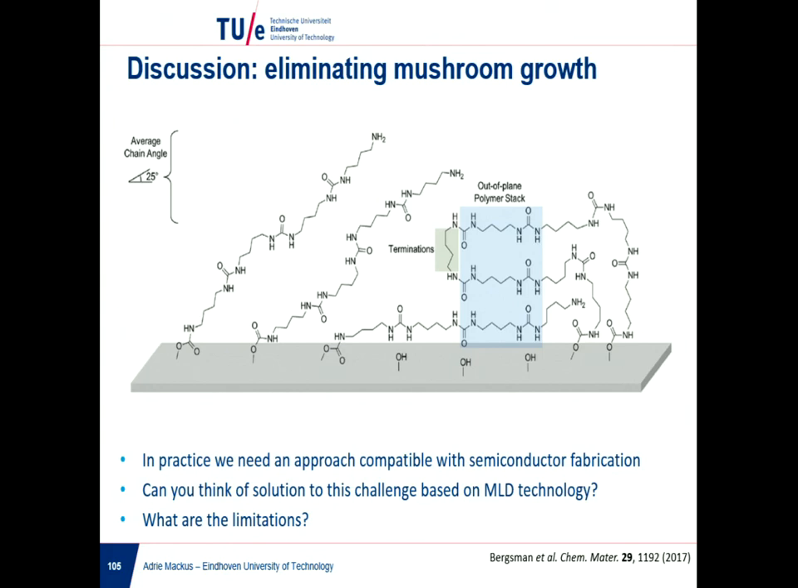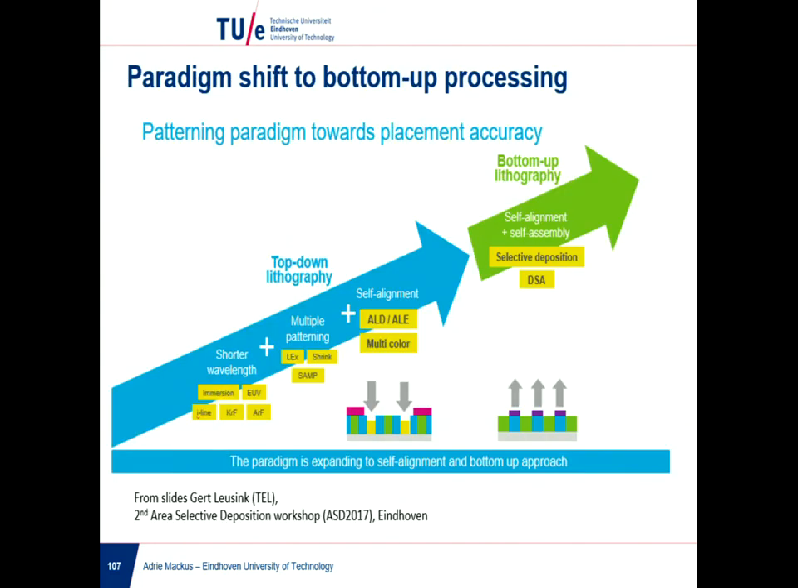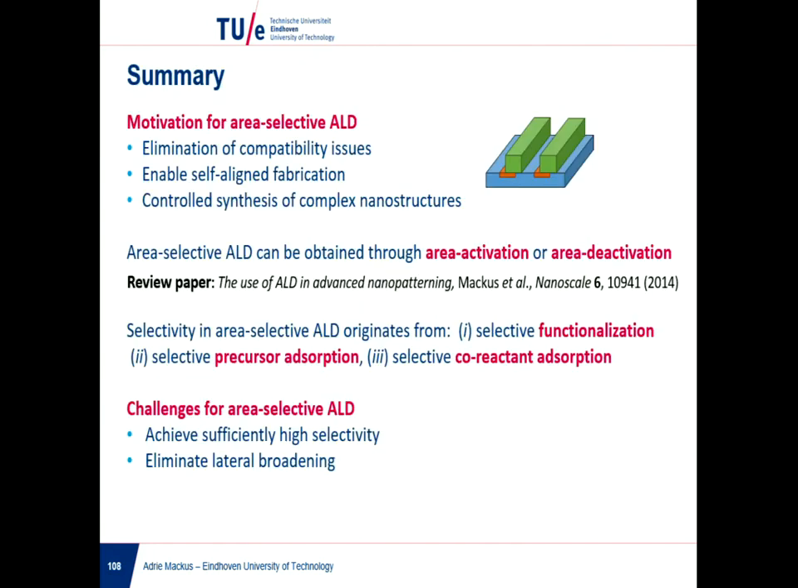Then I come to the end, and basically we'll skip over this, but this is the summary. Throughout the story I gave a few different motivations for why area-selective ALD is interesting. I talked about the elimination of compatibility issues, think about the carbon nanotube field effect transistor. I talked about self-aligned fabrication, where we talked about the interconnect. And I talked about the controlled synthesis of complex nanostructures.